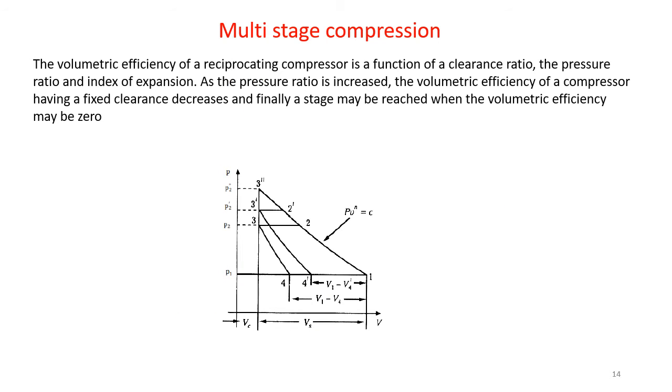So this is the PV diagram for a multi-stage compressor. The volumetric efficiency of a reciprocating compressor is a function of clearance ratio, pressure ratio, and index of expansion. As the pressure ratio increases, the volumetric efficiency of a compressor having fixed clearance decreases, and finally a stage may be reached when the volumetric efficiency approaches zero. So this puts a limitation on the number of stages which we use in the compressor.